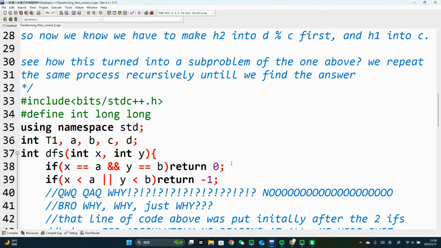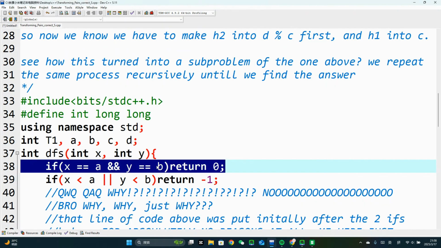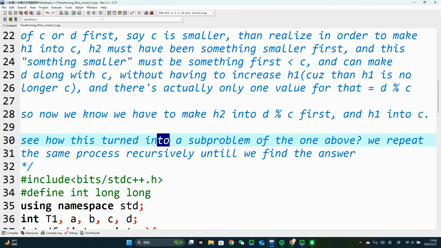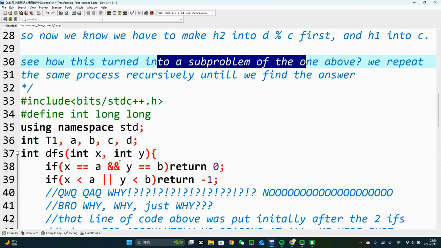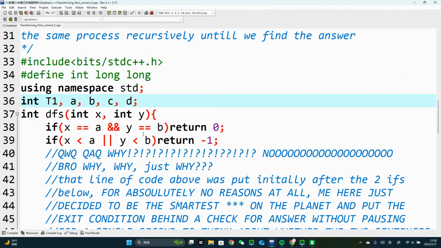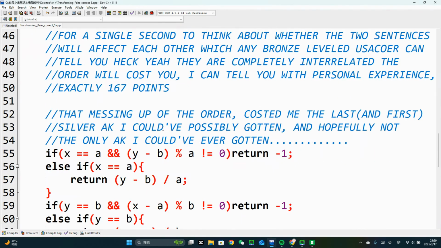So first of all, obviously, if we've already achieved the goal, then we return 0. And by the way, x and y are the new C and D that we're trying to make. Because obviously, after we turn into a subproblem, we're not trying to make C and D anymore. Even though we're still using A and B, we're trying to make x and y now. So obviously, if it's smaller, we return -1, and if it's equal, we already got the answer.